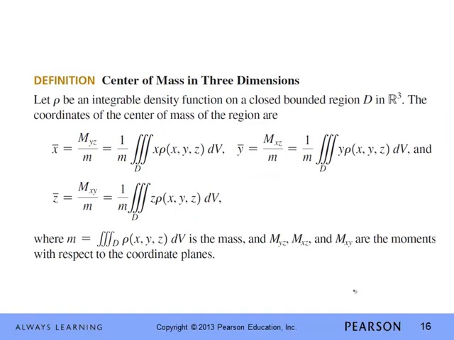To get x bar, here's the moment with respect to the yz plane, which is the triple integral of x times the density over the 3-dimensional region, divided by the mass. And same discussion for y bar and z bar, just integrating each of those variables times the density. And of course, the mass is just the integral of the density over the 3-dimensional region.